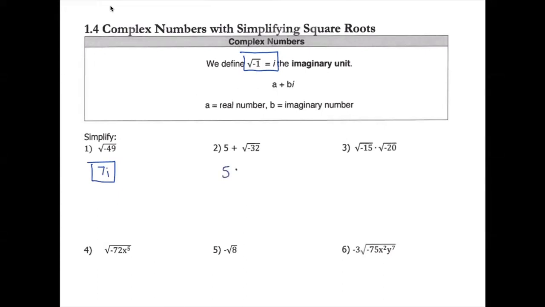Next one, 5 plus the square root of -32. We know it's going to be 5 plus an imaginary number because it's the negative inside. We're going to break down 32 just like we would a regular square root. 32, the largest possible perfect square that goes into it is 16. So 16 times 2 is 32. And we know the square root of 16 is really 4. So this is going to end up being 5 plus 4i root 2.